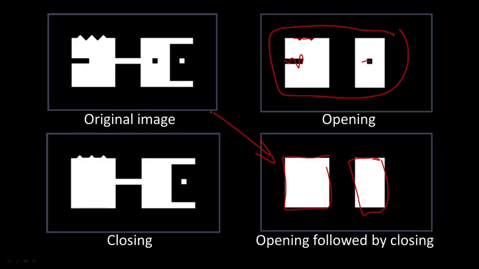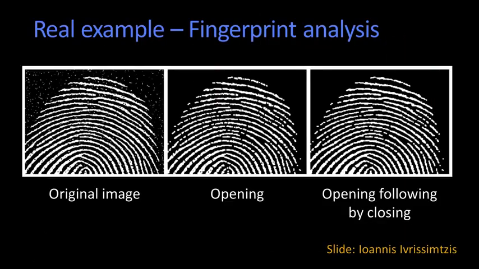So to show you a real-life example of that, here's a fingerprint example. Here's the original image. You have the ridges that you want to find. There's a whole bunch of spots you don't want to find. There are some gaps that are not real right there. And so what they do is they apply an opening followed by a closing, and you get this really nice fingerprint image. Okay, so that's an example of doing it for real.